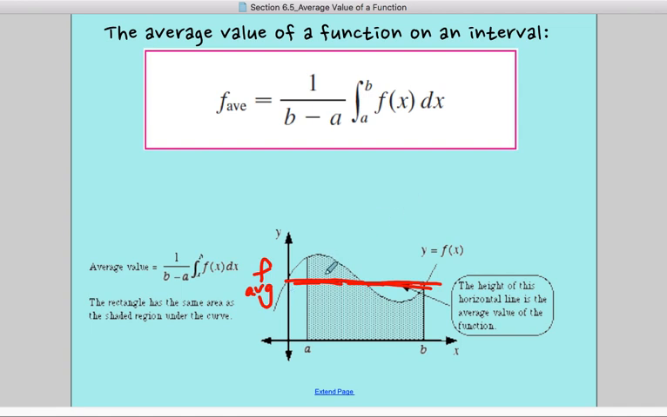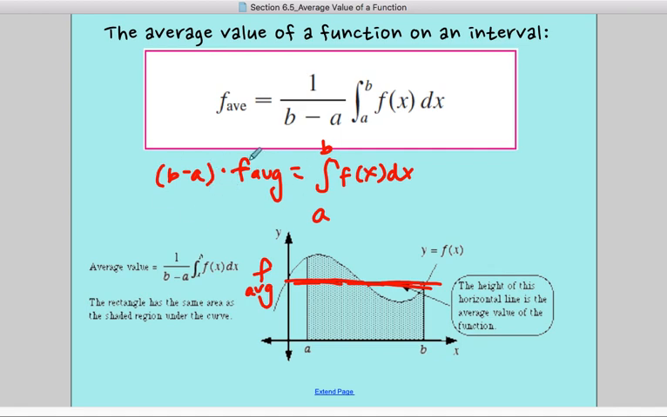Do you see how if you could take this and put it in this space, it would make a rectangle? How do you find the area of a rectangle? The area is base times height. What is the length of my base here? It would be b minus a. So I would take b minus a times the height of my box, which is F average, and that would be equal to the area underneath my curve, which is the integration. We know the area is the integral from a to b of f of x dx.